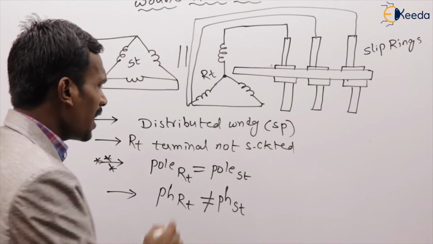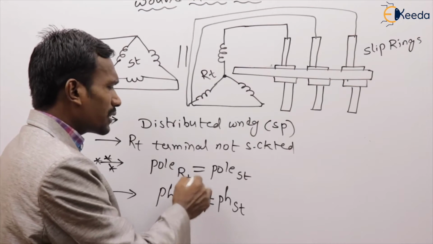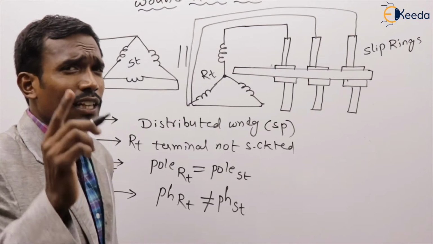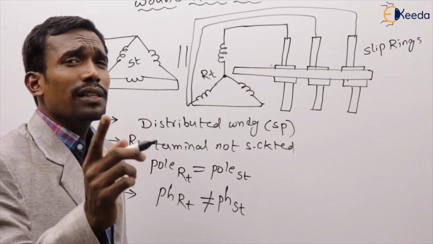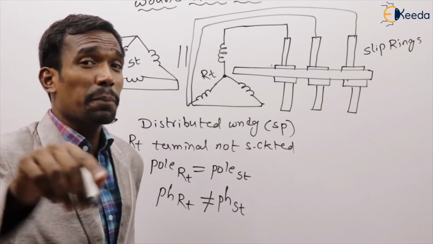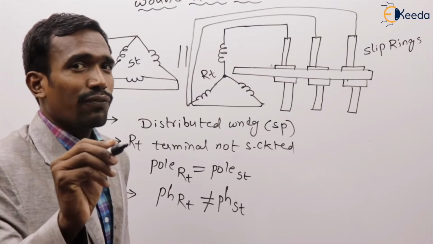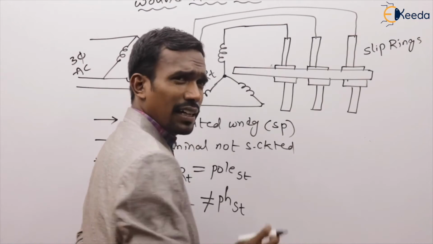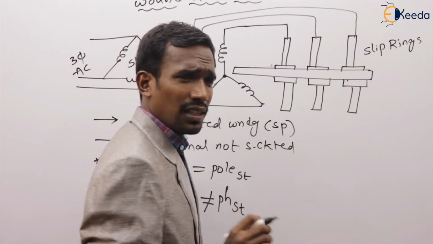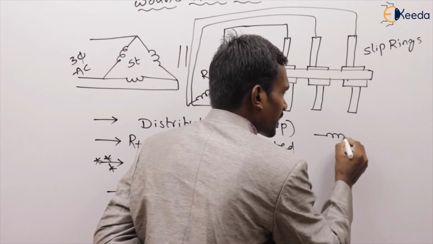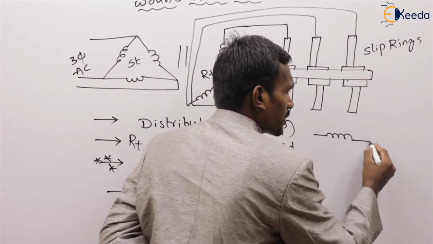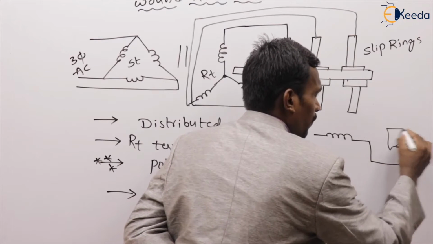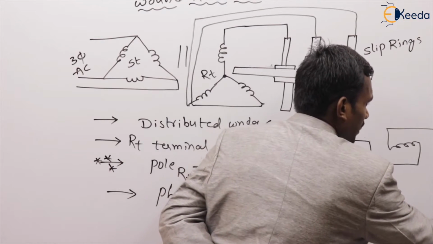I told you that the poles of the rotor must be equal to the poles of the stator. Generally the poles are formed due to the winding procedure. I will give you an example, see here. For example, I am taking 4 coils, and those 4 coils are connected like this.